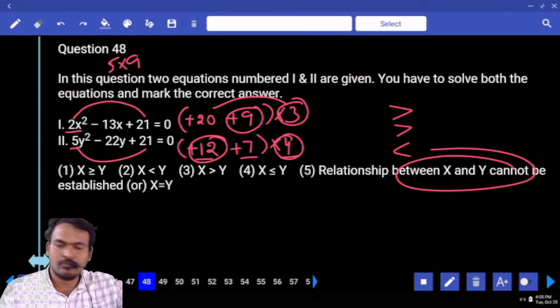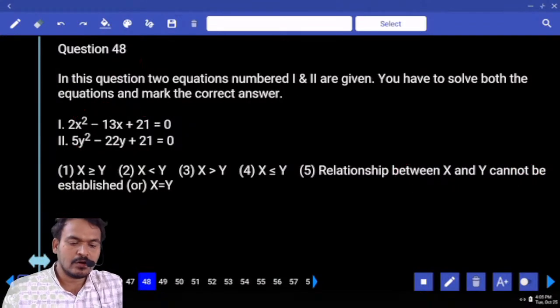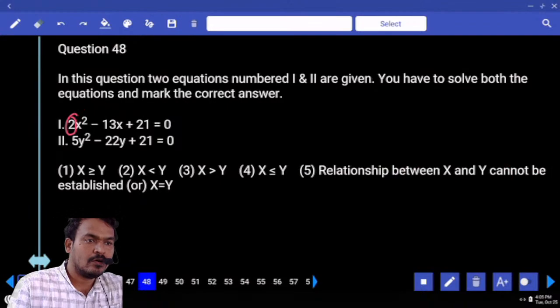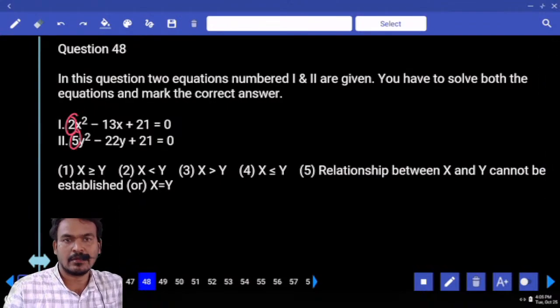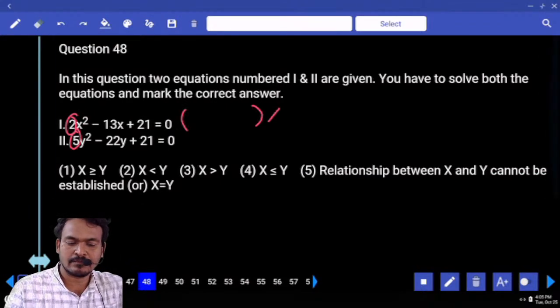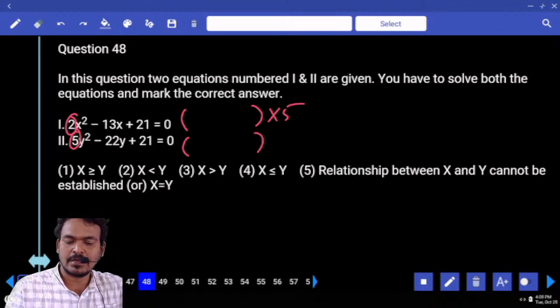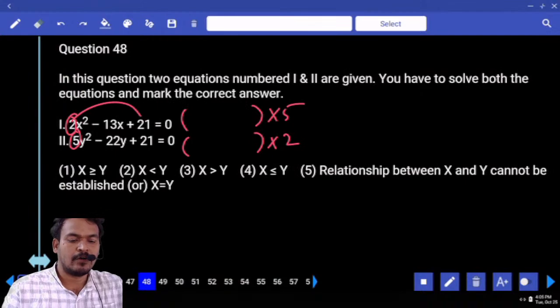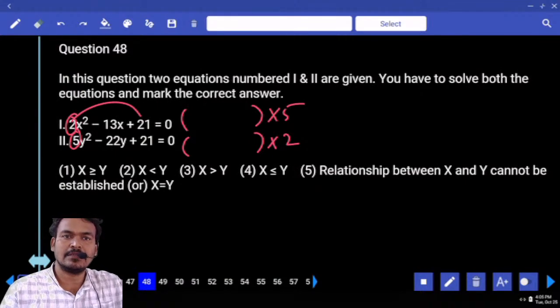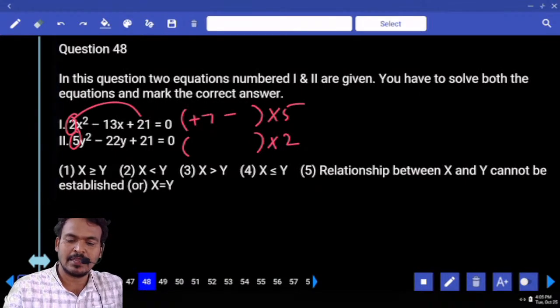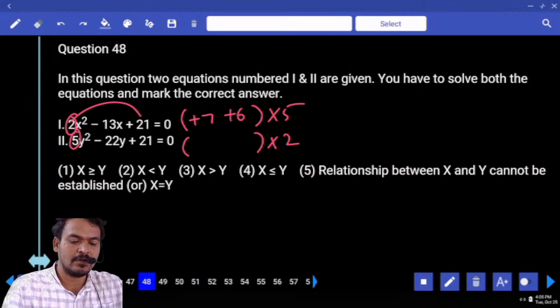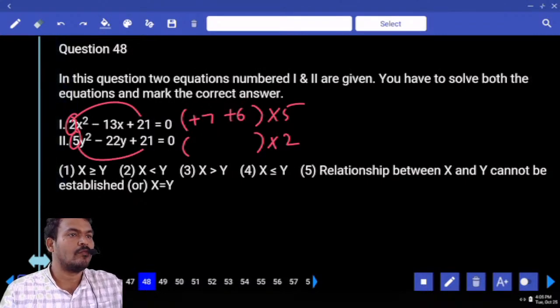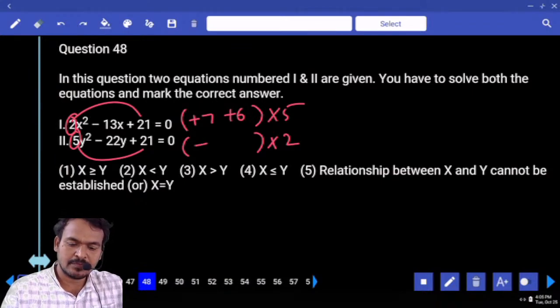Next, question number 48. What is the coefficient of x square? 2. What is the coefficient of y square? 5. Then the x roots are multiplied by 5, but the y roots are multiplied by 2. 2 into 21 is 42, nothing but 7 and 6. One is plus 7, another is plus 6. Second one, 5 into 21 is 105, nothing but 15 into 7. Plus 15, plus 7.